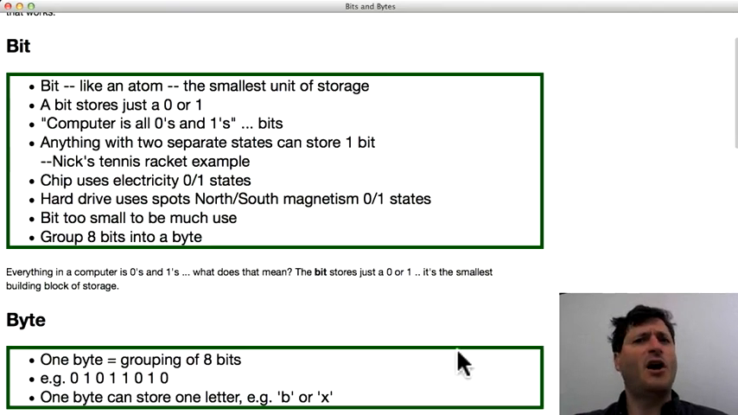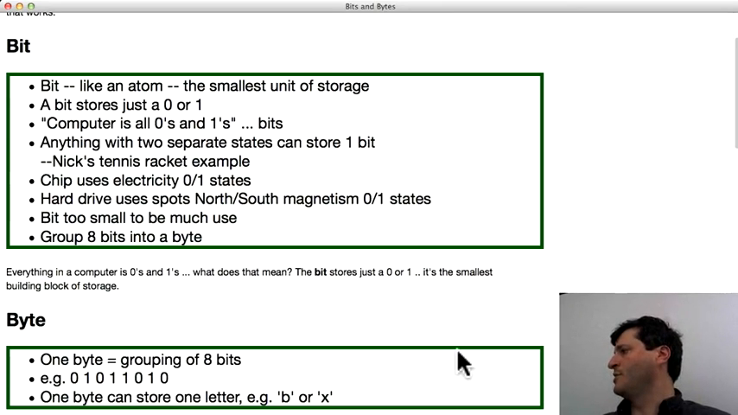So in the hardware, anything that's capable of taking on two different states, and when it takes on one state, it can stay in it, that's how you can represent a bit in hardware. And there's a bunch of different ways of doing it.